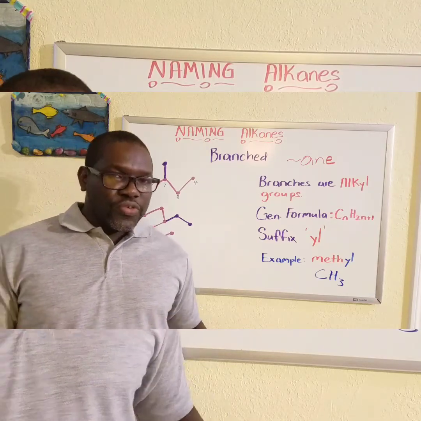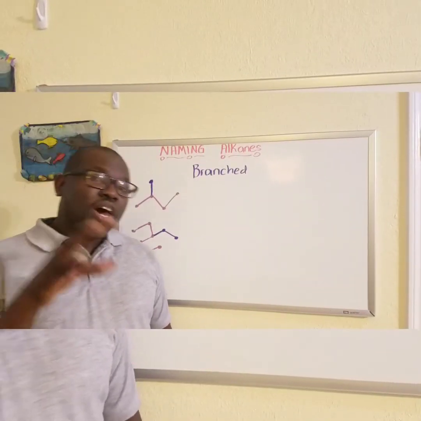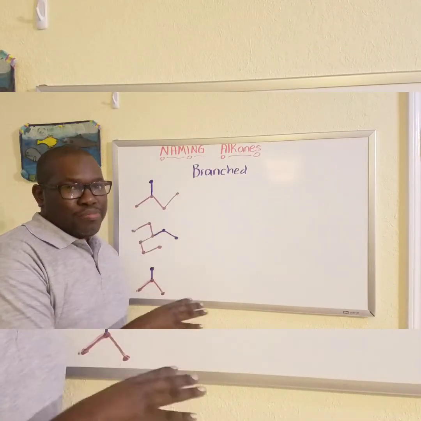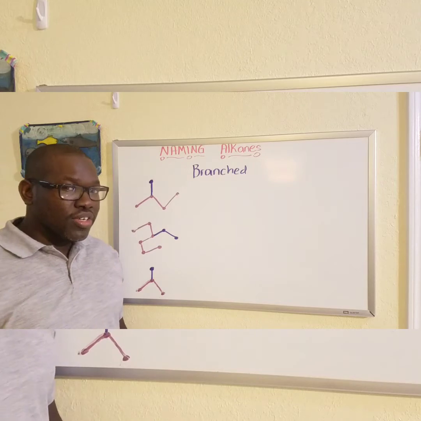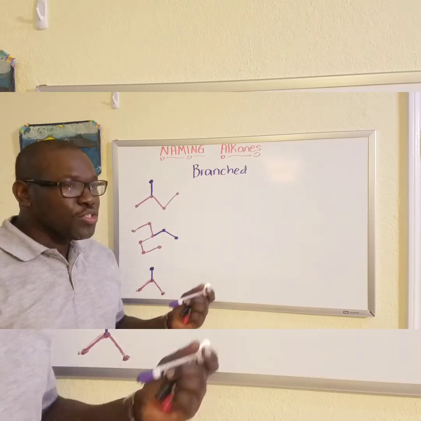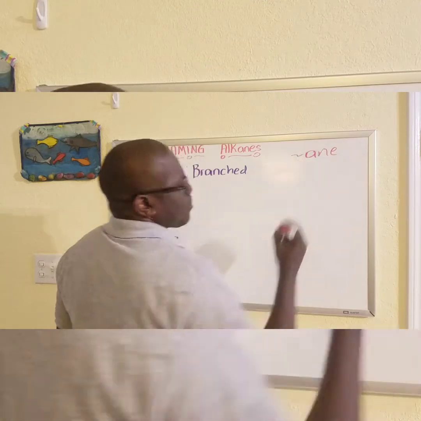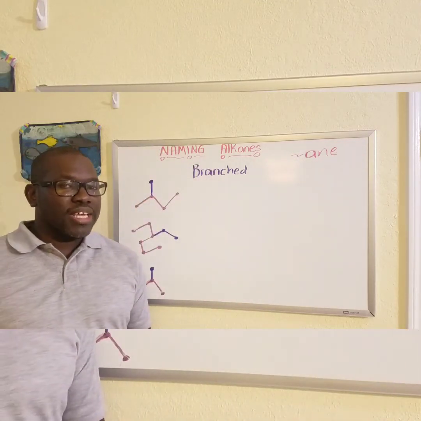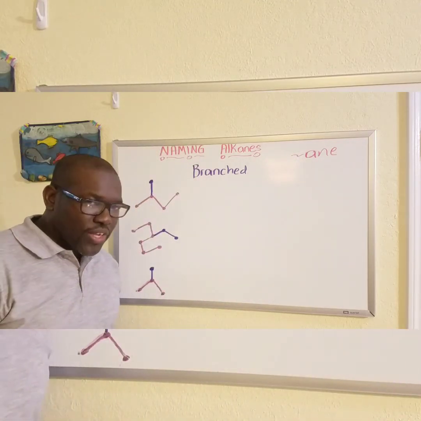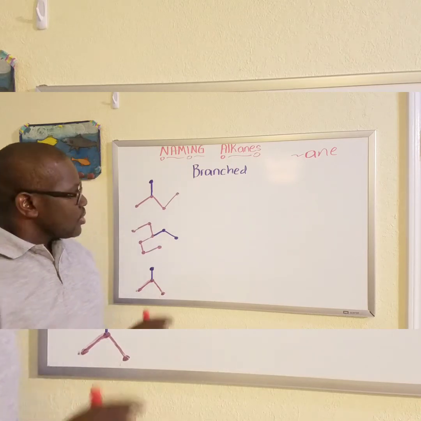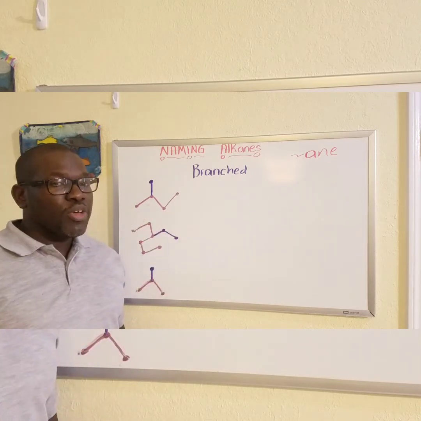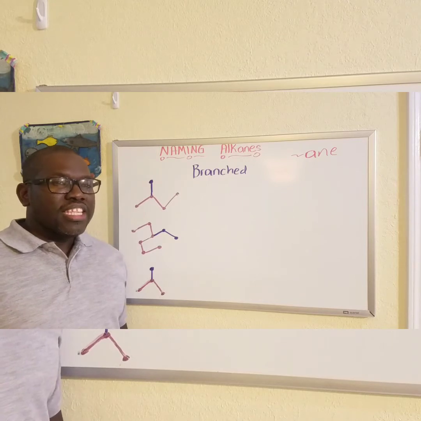Alright, good so far. Alright, so on to naming these branched alkanes now. Remember, the suffix is always going to be "-ane". So don't stress yourself over that part. These are alkanes. The suffix will be "-ane" all the time. So let's look at this example. Now here, I'm going to give you 4 steps in naming these things.